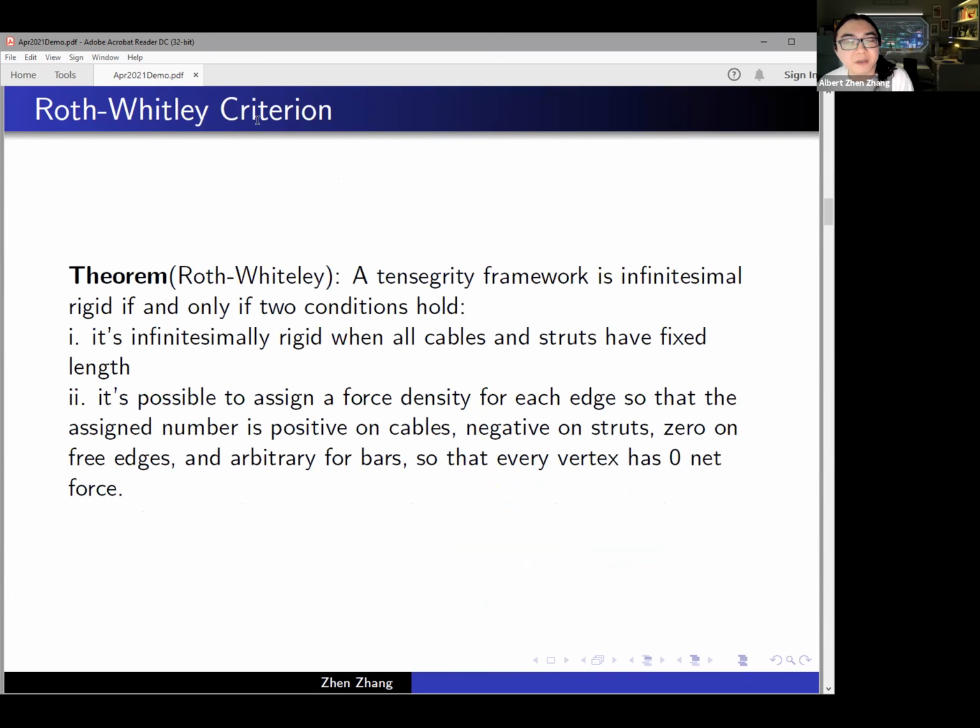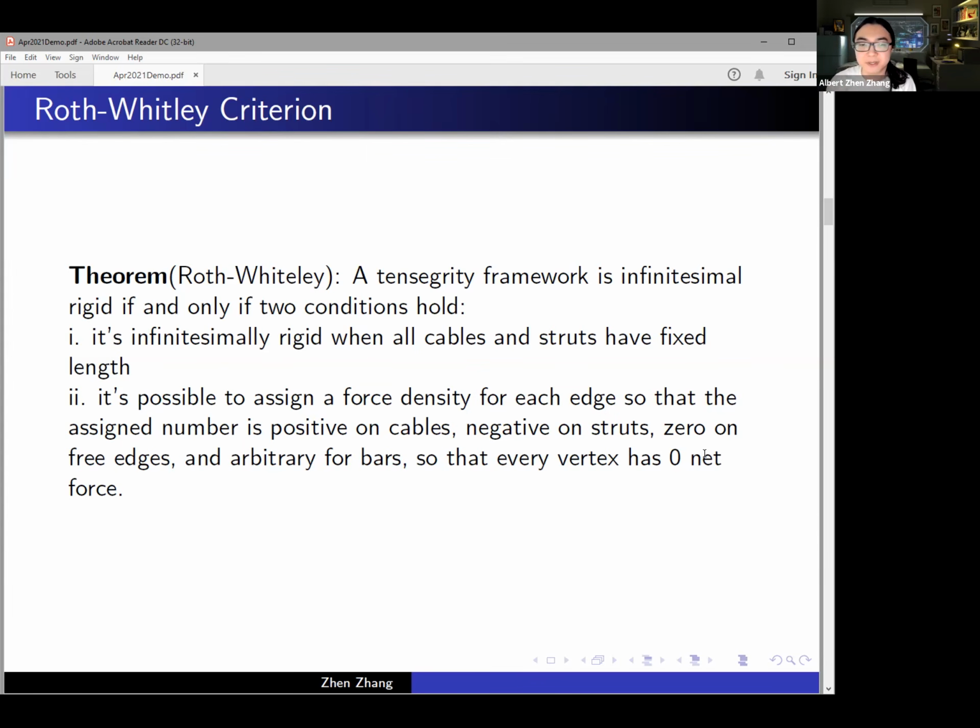Roth and Whiteley provided a criterion for when a tensegrity framework is infinitesimally rigid. It happens if and only if two conditions hold. First, when all cables and struts have fixed length, that is, if you replace cables and struts by bars, it must be infinitesimally rigid. Because otherwise, even if all the lengths are fixed, it's still flexible, so it can't be infinitesimally rigid. Second, it's possible to assign a force density on each edge so that the assigned number is positive on cables, negative on struts, 0 on free edges, and arbitrary for bars, so that every vertex has a 0 net force.